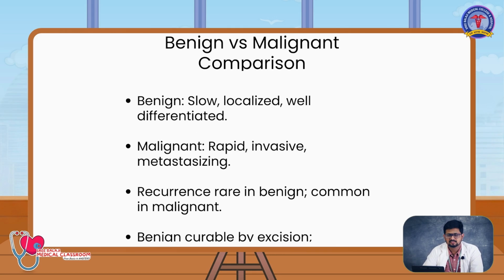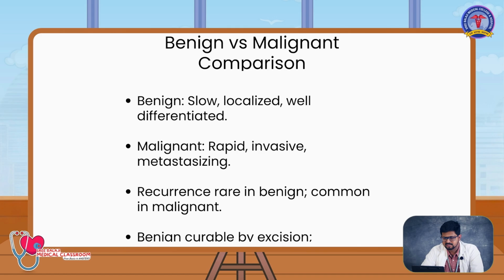Now, benign versus malignant, that is, the comparison between what is benign and what is malignant. Usually benign will be slow growing, localized and well differentiated. In malignant it will be rapid in spread, invasion will be there and metastatic lesions will be there. Recurrence is rare in benign but common in malignancy. Benign is curable by excision alone, but malignant needs multimodal treatment, like surgery, chemotherapy, and radiotherapy.